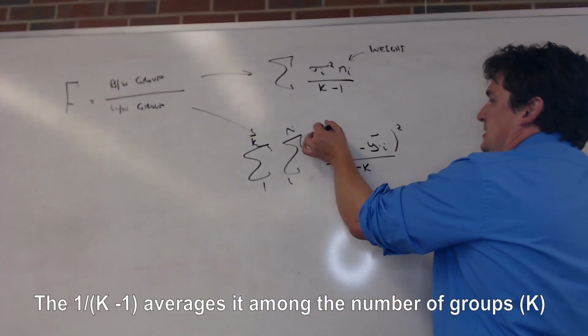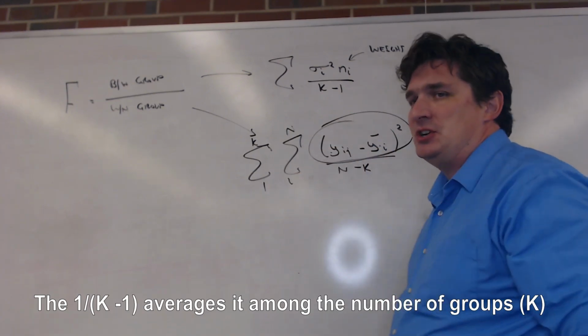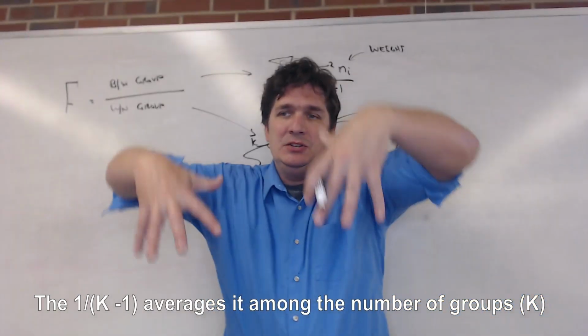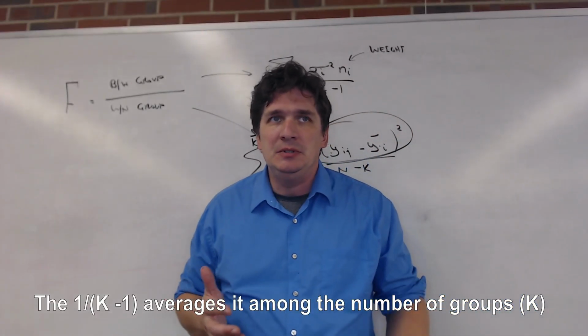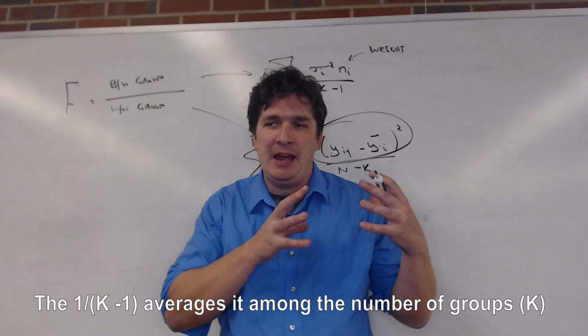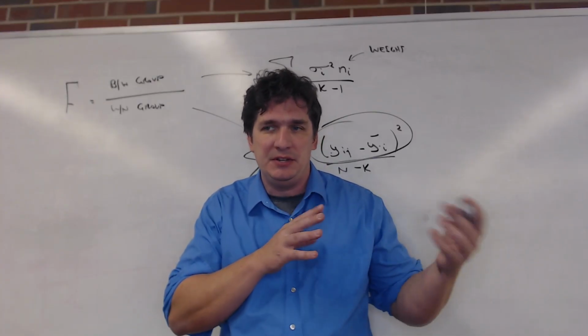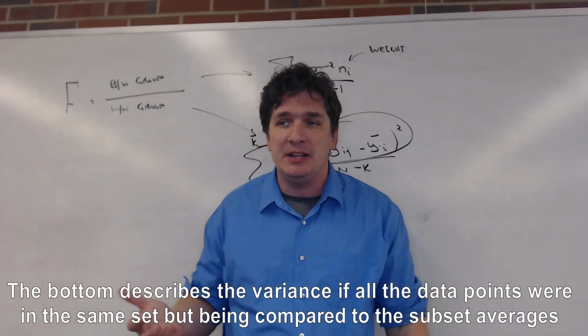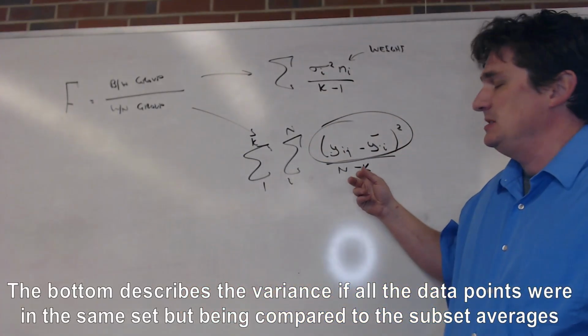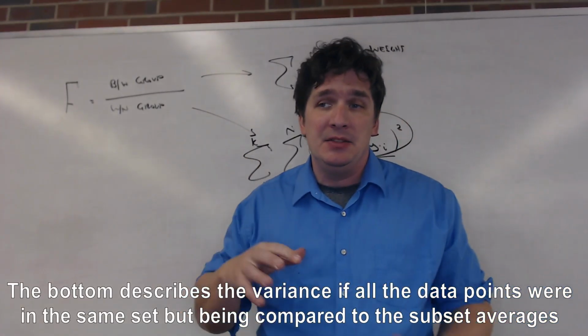The denominator here is going to say, well, what happens if we chunk all the data points into the same pool and we compare to the new average? So basically, if you look at all the different data points and compare them to each of the individual averages, what does that variance look like? And we're going to normalize this based on the number of data points and the number of groups you're breaking into.